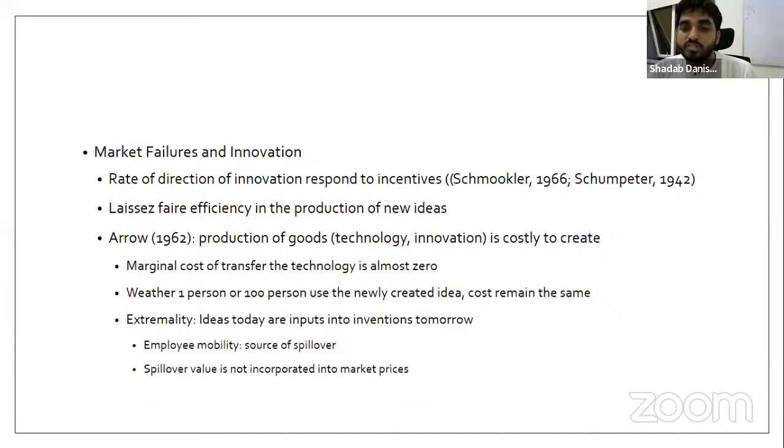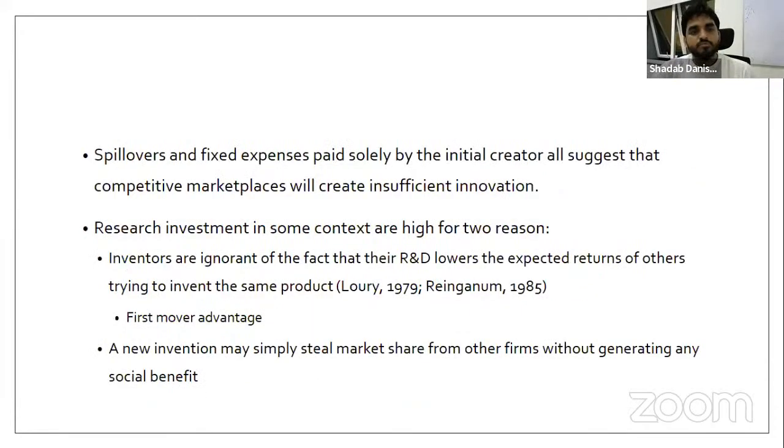A spillover value is not incorporated into market prices, and therefore it is difficult to manage innovation in the market phase. It is difficult to price it. Then comes the spillover and fixed expenses paid solely by the initial creator. All this suggests that competitive marketplaces will create inefficient innovation, which means if it is allowed that you go and produce innovation and keep it free, everyone will use it. No one is going to do it, because the price of that cannot be recovered.